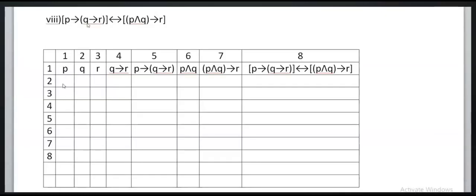First is P: T, 4F. Next is Q: double T, double F. Then R: double T, double F. Last is TF, TF, TF.